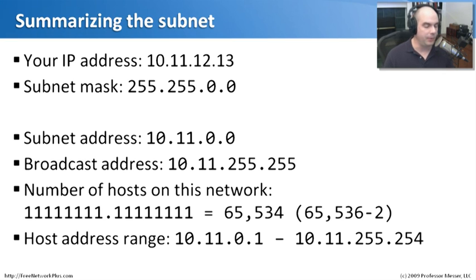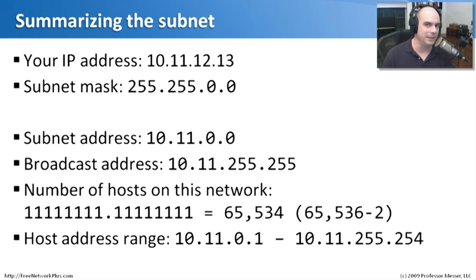10.11.255.255. And if we were to write out in decimal form what the host range happens to be, it would be 10.11.0.1 through 10.11.255.254. All we did was put a 1 down there in binary and then all ones there in binary and subtract 1 from it. And we've got our host address range on this particular subnet. That's a big subnet with 65,000 devices on it.